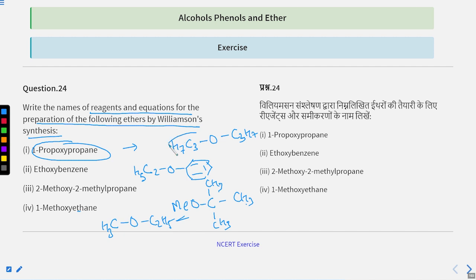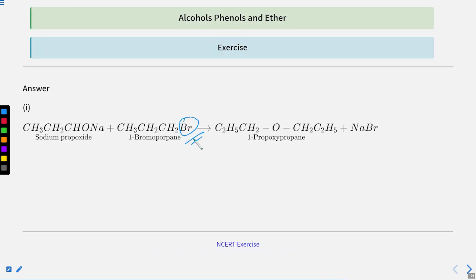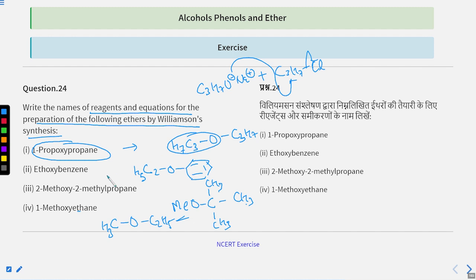For this case, we will take the phenoxide ion, that is C3H7O⁻ Na⁺, and treat it with C3H7, suppose I am taking chloride here. So this will just kick this out and result in the final product. See, they have used bromide, you can use chloride also.